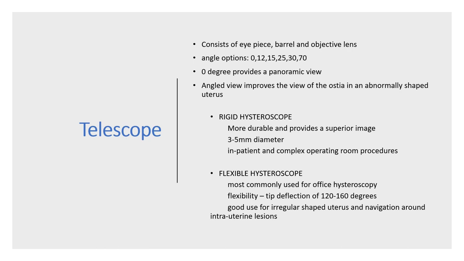Then we have a rigid hysteroscope and a flexible hysteroscope. We usually work with rigid hysteroscopes, which are more durable and provide a superior image, 3 to 5 millimeter diameter, and can be used even in more complex operating room procedures. Flexible can also be used, but it's more used in diagnostics because it's finer, it's more fragile, and it can obviously be flexed around the tip up to 120 to 160 degrees.